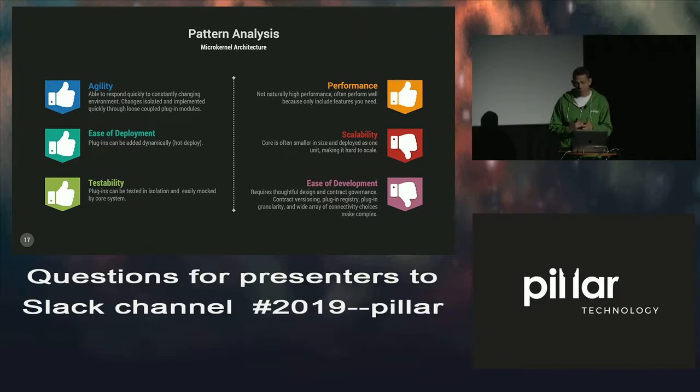Ease of deployment, as long as we're adding plugins, right? We have a plugin registry. We just dump the plugins in and away we go. Testable, as long as we're talking about testing individual plugins. Easy to go, right? We can mock out what the core is doing and how it's interacting.